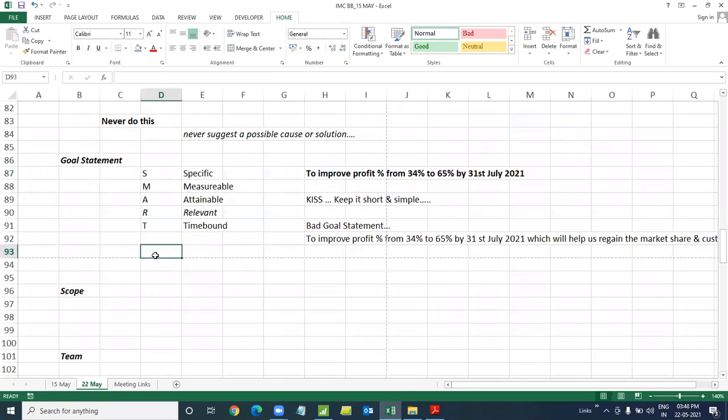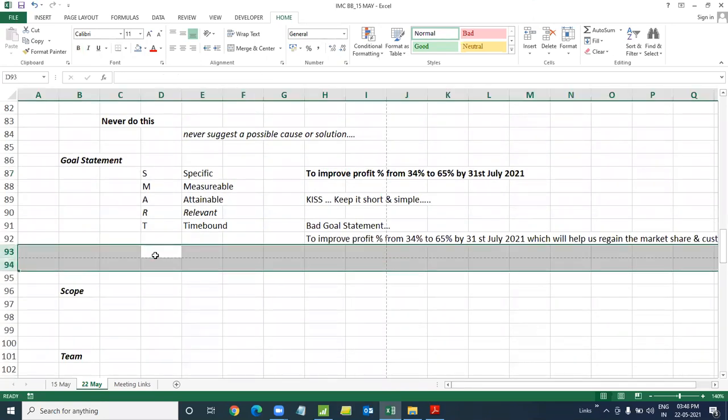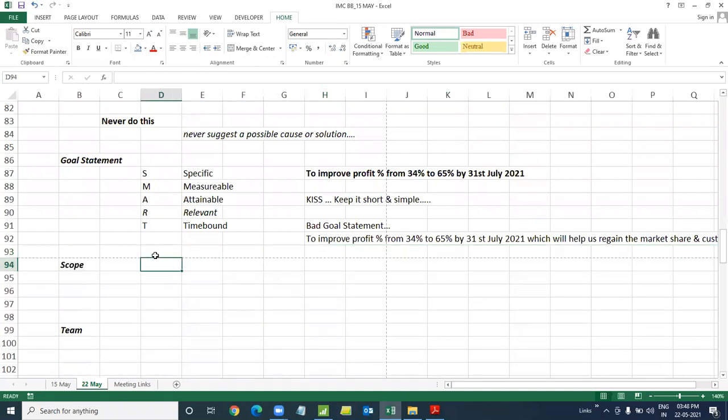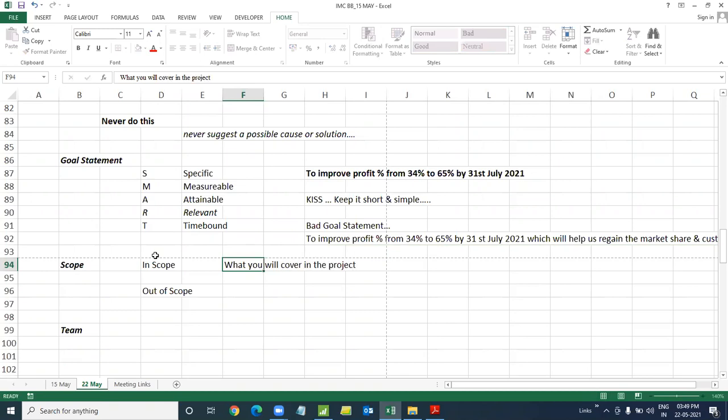Moving on to scope. Now, scope is very important. Technically, everything is important here. We have two scopes. One is in scope, another is out of scope. In scope means what you will cover in the project and what you will not cover in the project. Now, it's very important to define clear boundaries of the project.